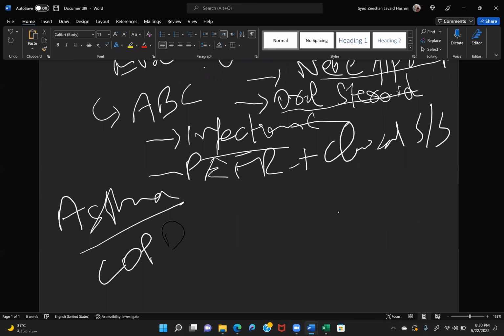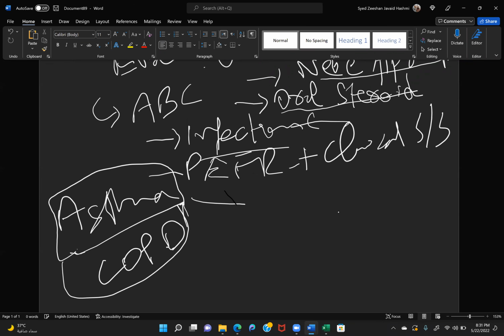We are discussing asthma, not COPD. Asthma is definitely reversible. Okay, reversible, yes. So now this patient is going for a surgery.